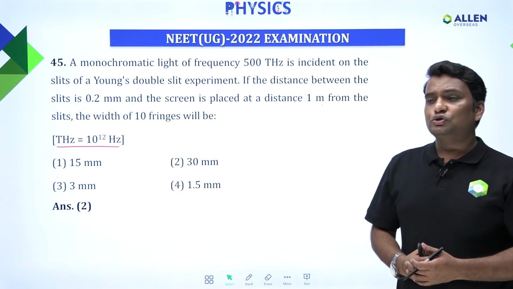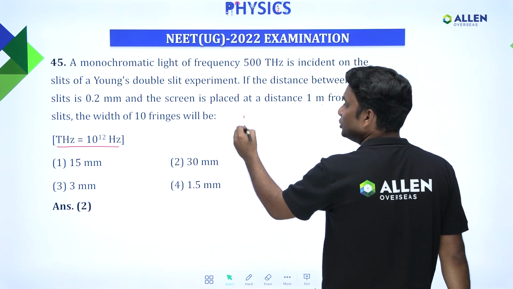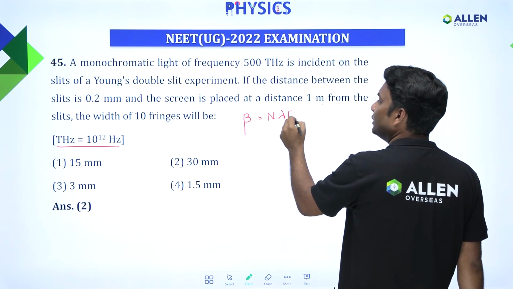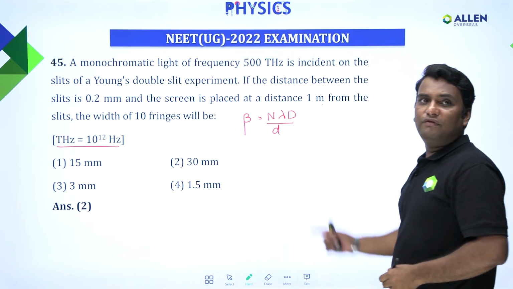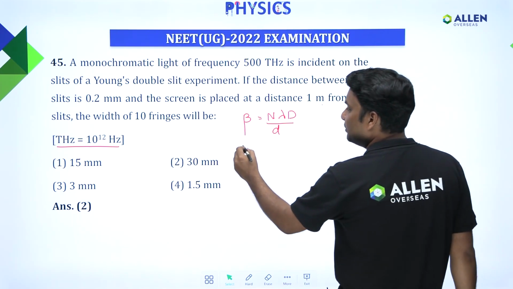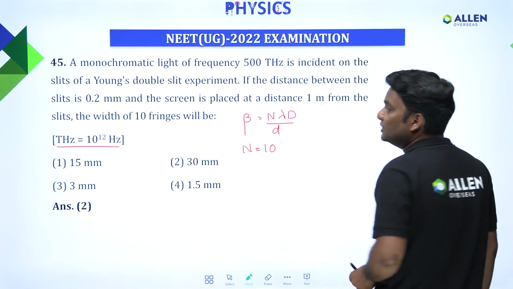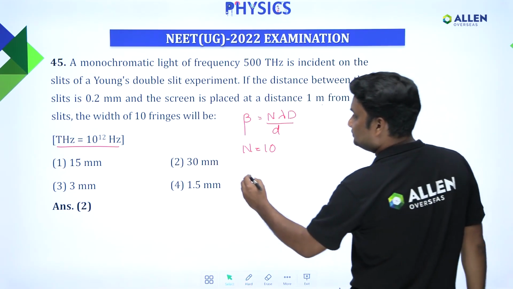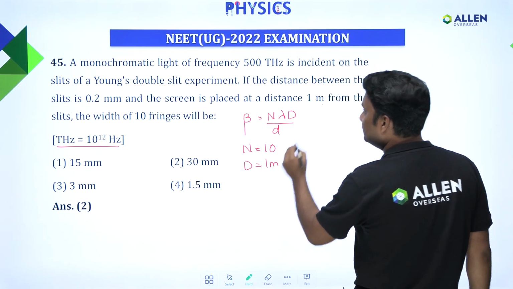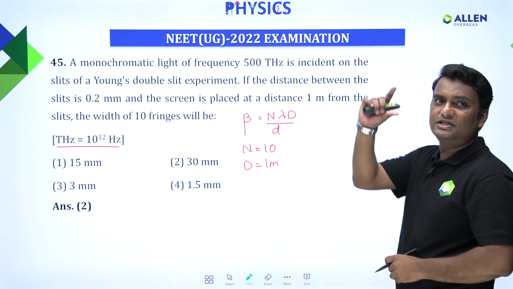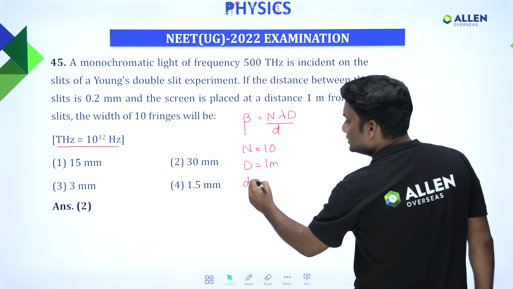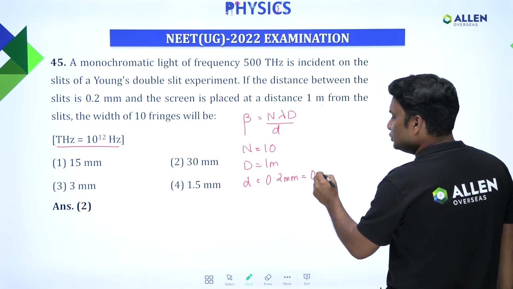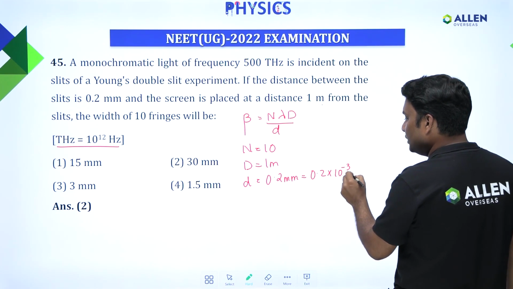combinedly on the screen. So we know that the formula for the fringe width, which we used to represent with the symbol beta, is equal to n into lambda capital D by small d, where n is equal to the number of fringes. Here the number of fringes according to the question is 10. Capital D is the distance between the slits and the screen, so the value of capital D is given to us as 1 meter. And next, small d, that is the distance between the slits, has been given to us as 0.2 mm, which we can rewrite as 0.2 into 10 power minus 3 meters.